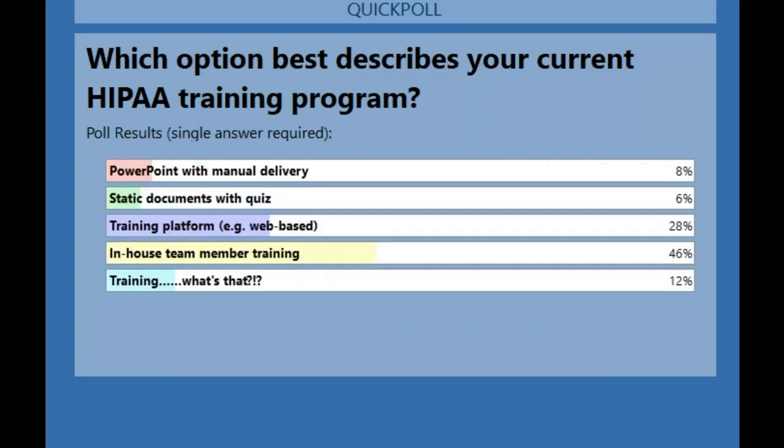So let's see how you're training. It looks like you guys use a training platform and in-house members, and this is all good. This is very good: 88% are doing training. That's good.